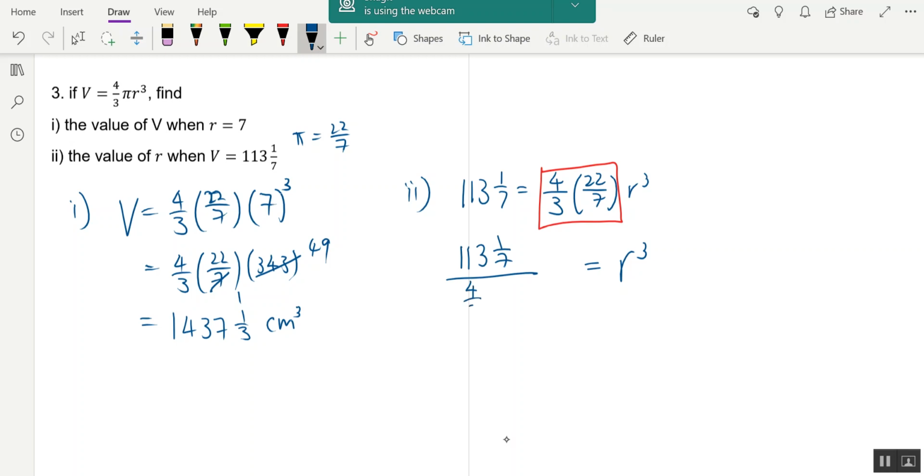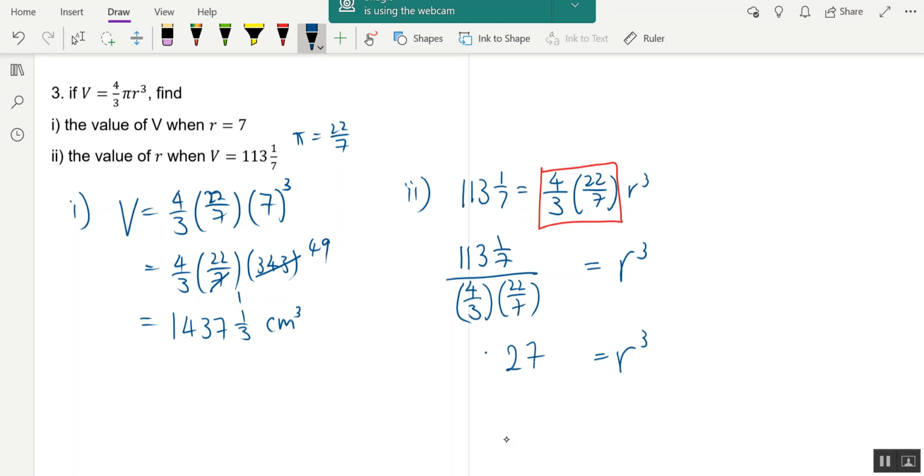4 over 3 multiplied by 22 over 7. At this point of time, you can use your calculator as well to find out what this is. So it equals r cube. Divide by 4 over 3, then divide by 22 over 7. We get 27. So this is called mirror image.